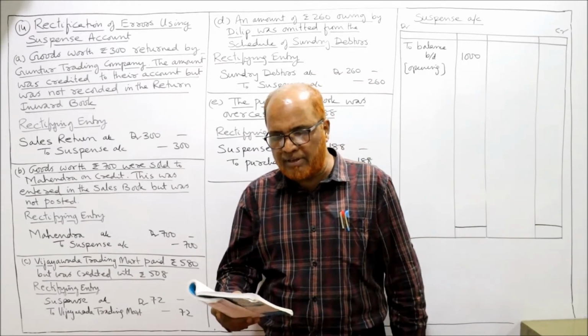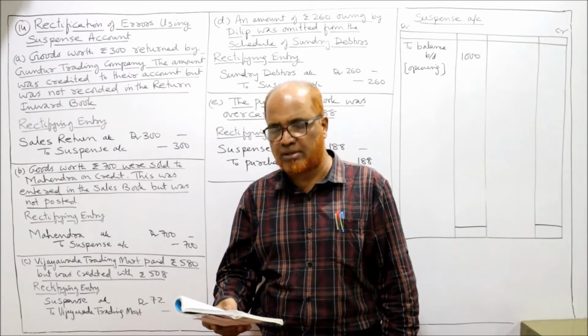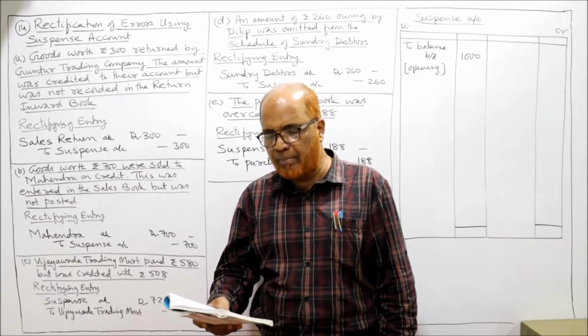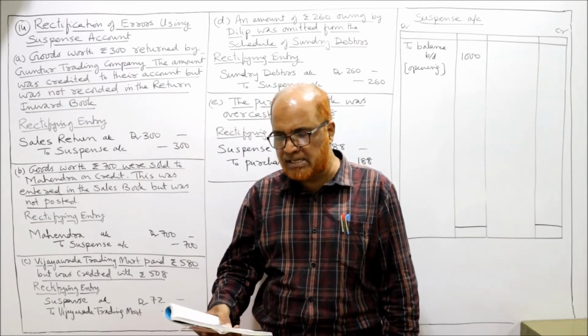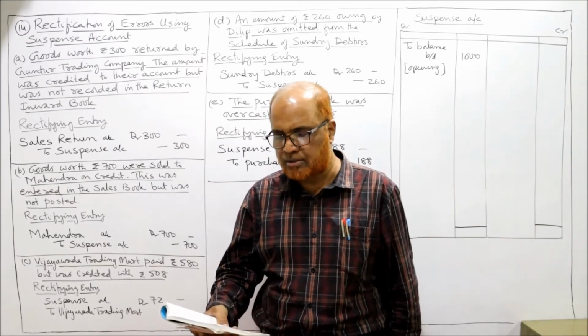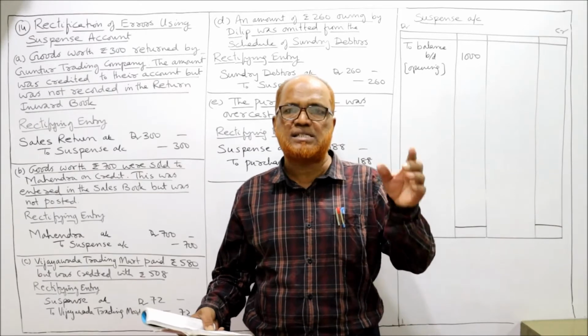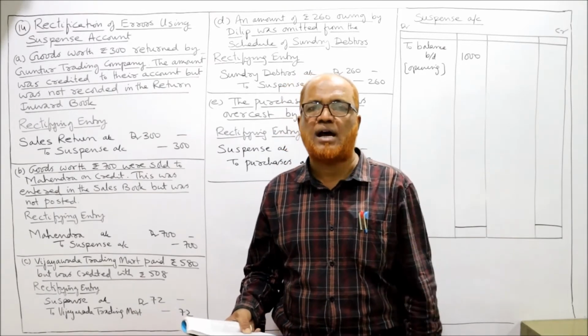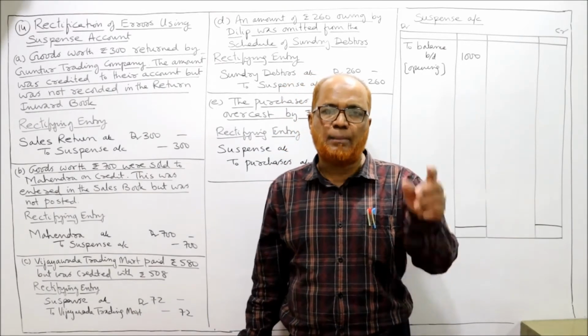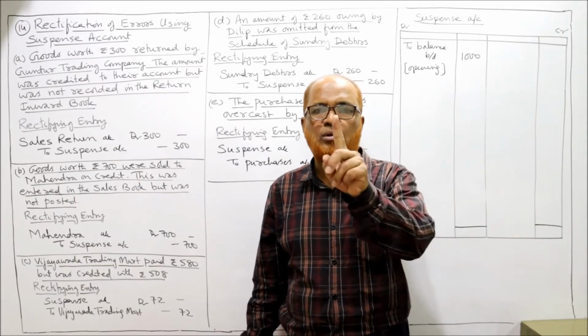Now I am starting the 14th problem. The total of the debit column of the trial balance is short by rupees 1000 and is made to agree by putting this amount against a suspense account. So what the accountant is doing is, at the time of preparing the trial balance, he is seeing that the debit side is short. On the debit side, there is a less amount of 1000.